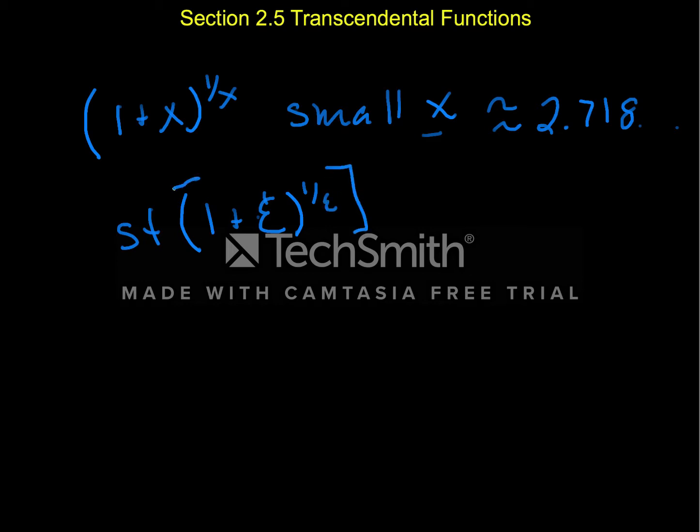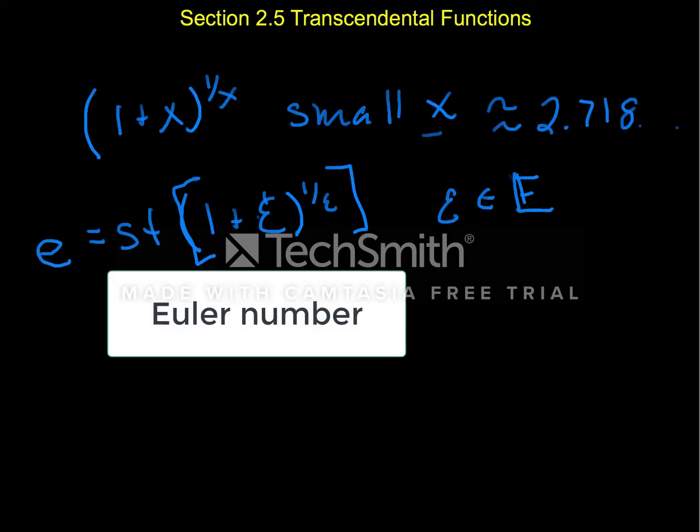I'm going to put an infinitesimal in for x, where epsilon is an infinitesimal. Then it seems reasonable that there should be a real number that's infinitely close to this, and we will call that number e for the natural number, or the Euler number. That's what e is. And for our purposes, we will define it as being the standard part of (1 + epsilon) raised to the 1 over epsilon, where epsilon is an infinitesimal. So this is our definition.